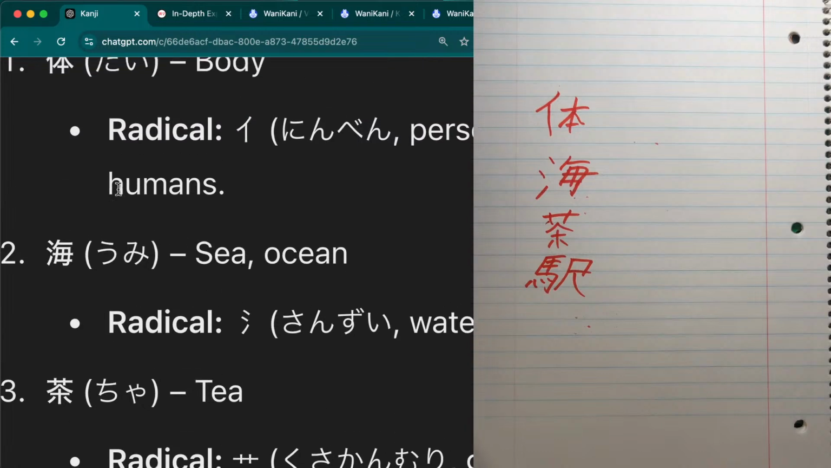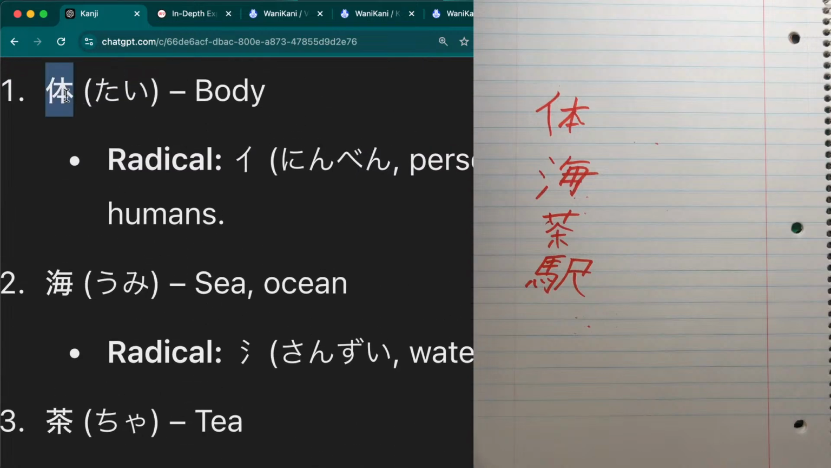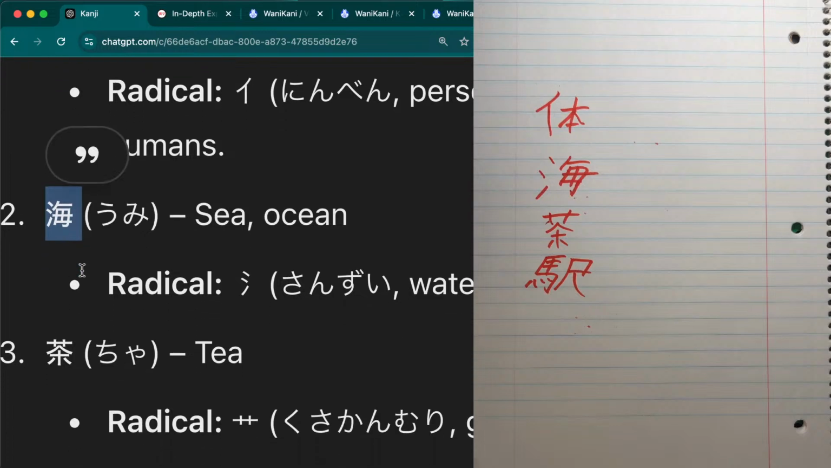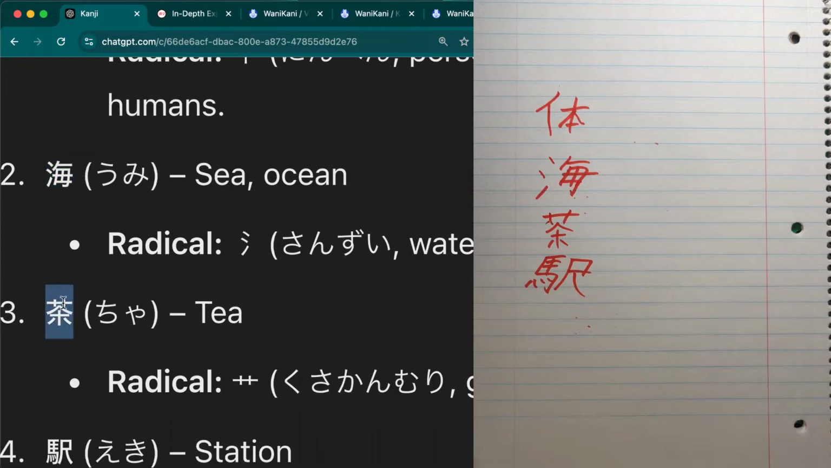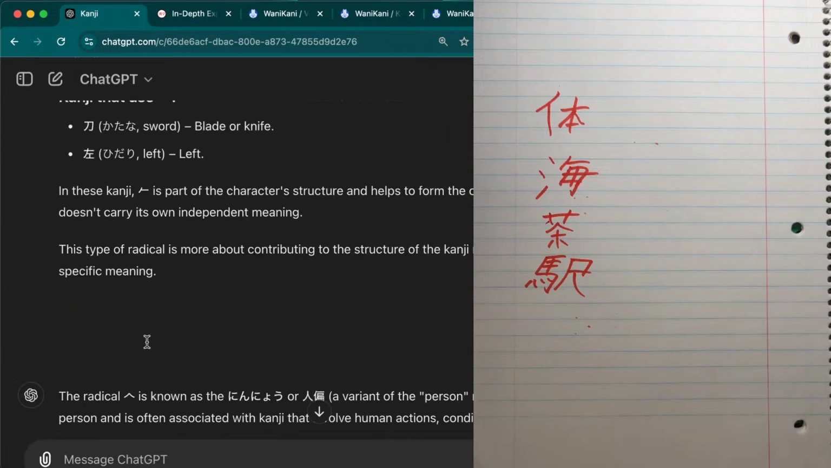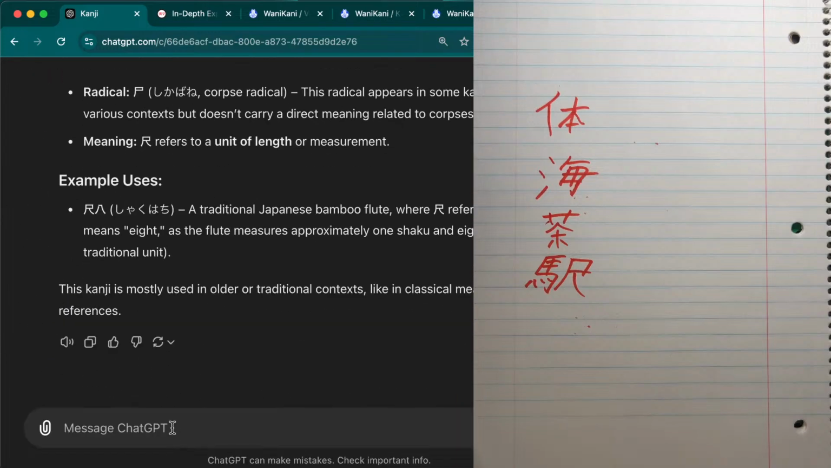Okay, so we have this one correct. We have this one basically correct. It looks really ugly, but it's correct. Then we have tai, and then we have station. All right, nice. We got all of them. Let's hope we can remember them for the future.